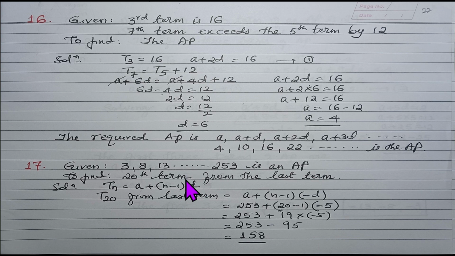Now the next example is 3, 8, 13 dot dot 253 is an AP. We have to find the 20th term from the last term, not from the first term, from the last term. It's a very simple example again. Write the general form, that is Tn is equal to a plus n minus 1 into d. Now we have to find the 20th term from the last term. So the last term becomes the first term, that is a is 253, and n minus 1 is 20 minus 1. But remember that d has to be taken as minus, because we have to go from the last, the last term becomes the first term, and therefore d becomes minus 5. So minus 5, simplify it, we get 158. Therefore the 20th term from the last term is 158.